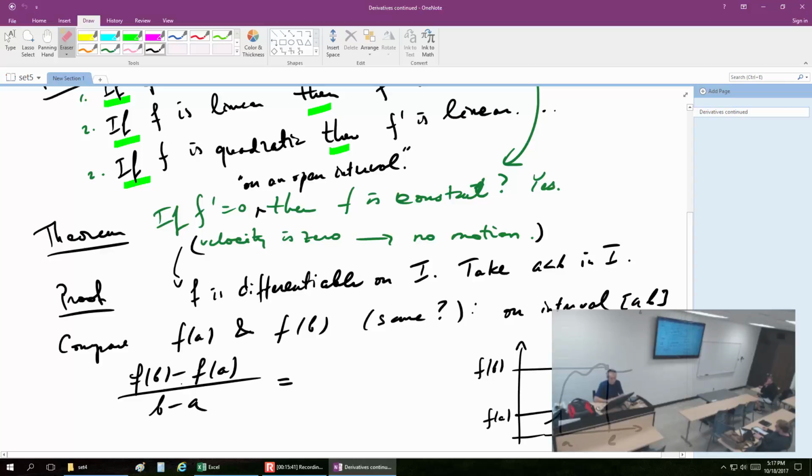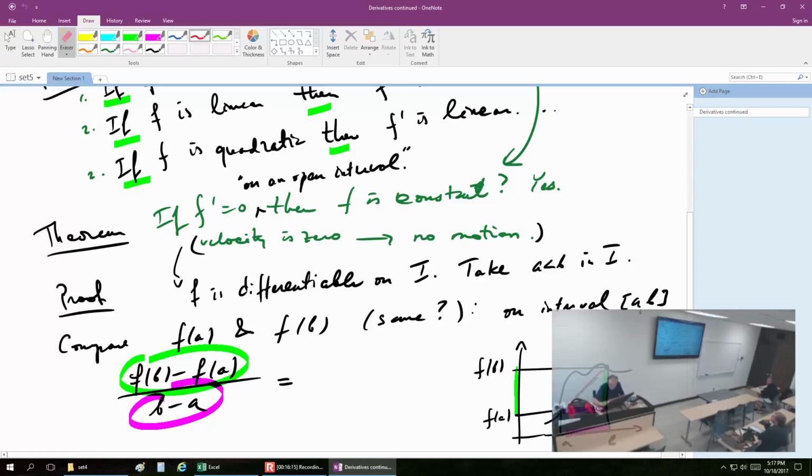Okay, so what's the meaning of the numerator? It is, yeah, but so what's the meaning? Of the graph? Not strictly speaking. It is the slope of the secant line, the slope of the line between a and b.